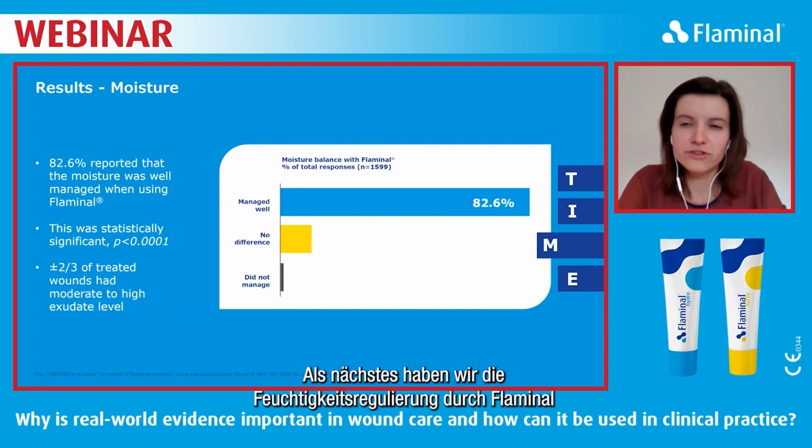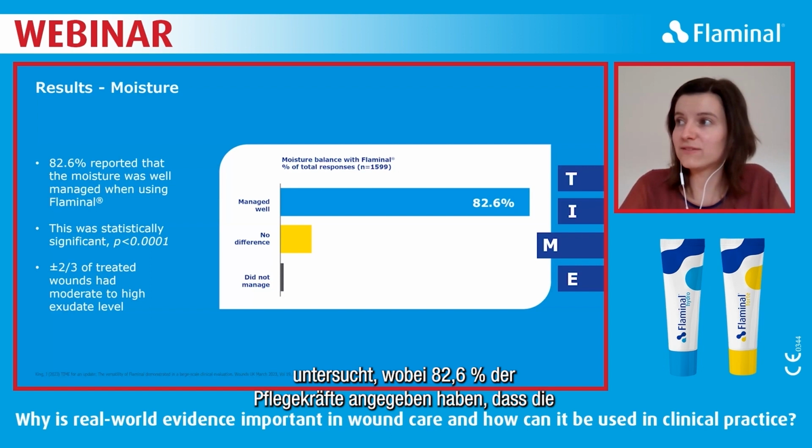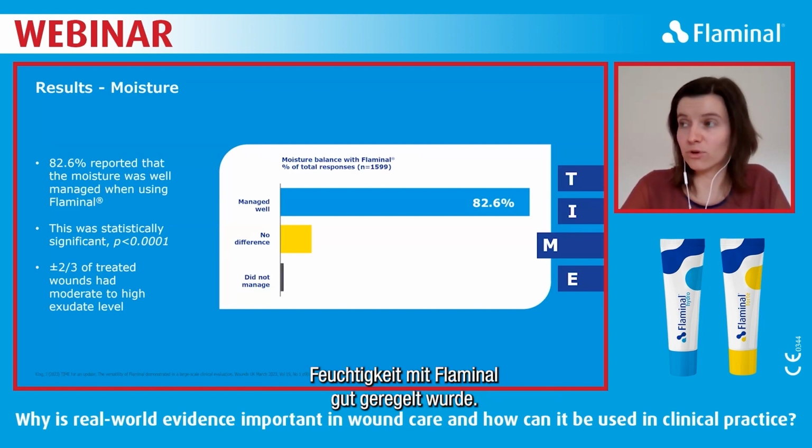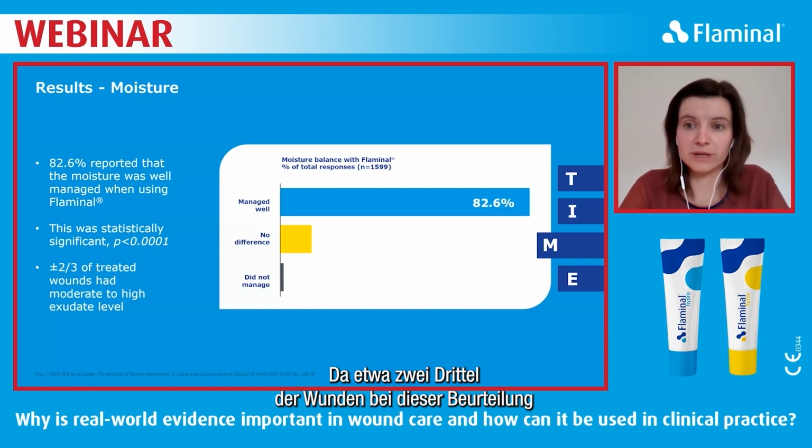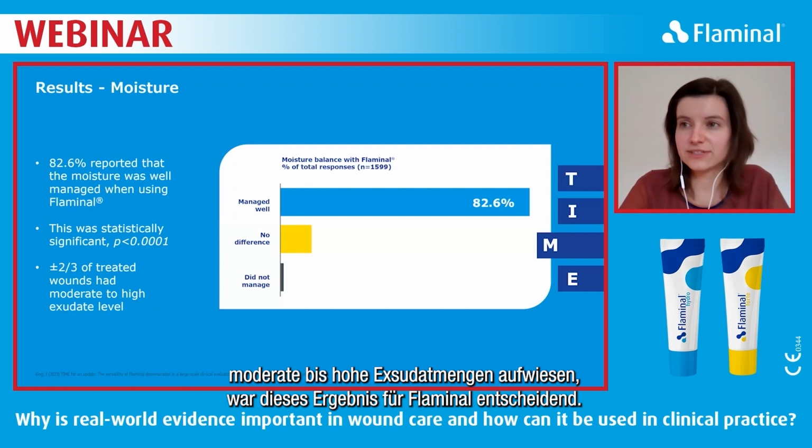When we then questioned the moisture management by Flaminal, we saw that no more than 82.6% of the district nurses indicated that the moisture was well managed using Flaminal. Now, given that approximately 2/3 of the treated wounds in this evaluation had moderate to high exudate levels, well, this outcome for Flaminal was critical.